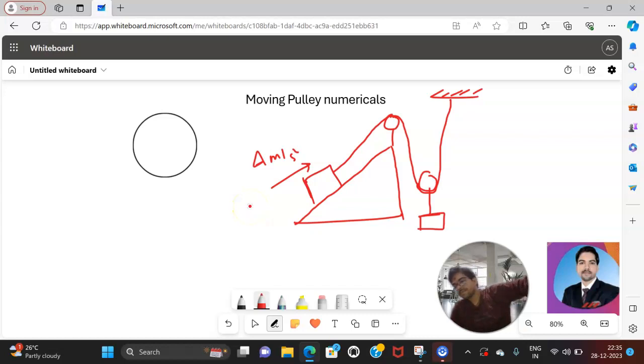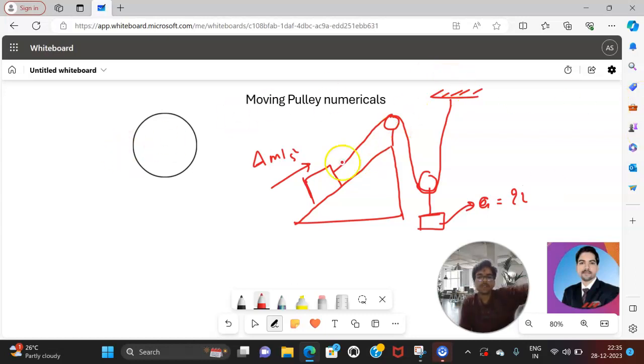What is the answer? I want to know what is the acceleration of this block. What is the acceleration of this block? Now tell me the answer. What is the answer? Give me the answer. Tell me.